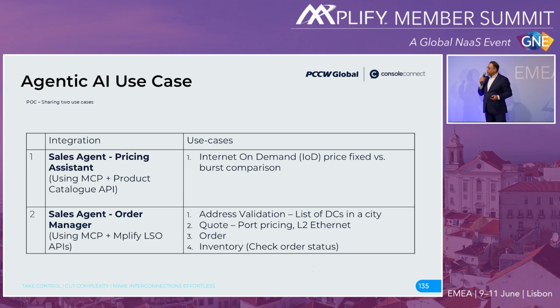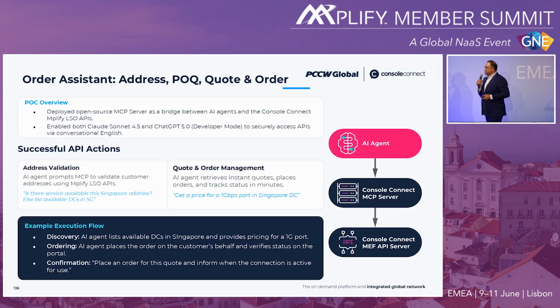So for the pricing assistant, I have a demo where an agent would request internet on demand pricing, and it is asking not just for a price, it would ask for a comparison between burst and a fixed price. So basically there is an intelligent back-end processing that needs to be done to address that. And the second one is an order manager, so that actually is connected back to the LSO API, so it will perform all the functions that we have very well known under the LSO: address validation, quote, order, and inventory. So let's go with the first one, the order assistant.